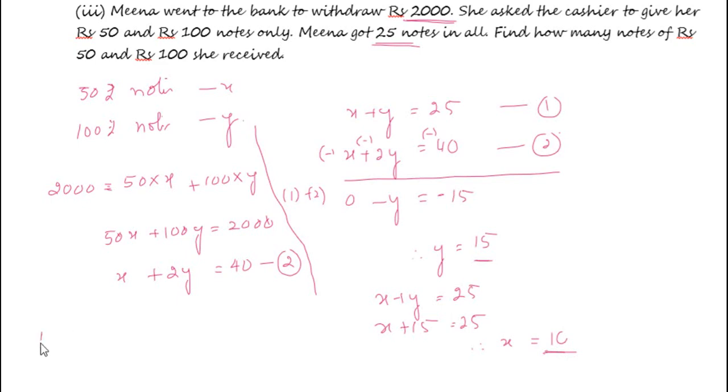So the number of rupees 50 notes is 10. The number of rupees 100 notes is 15.